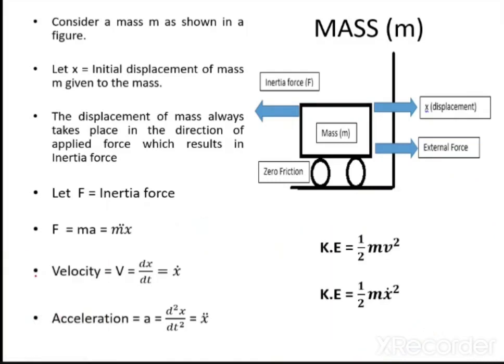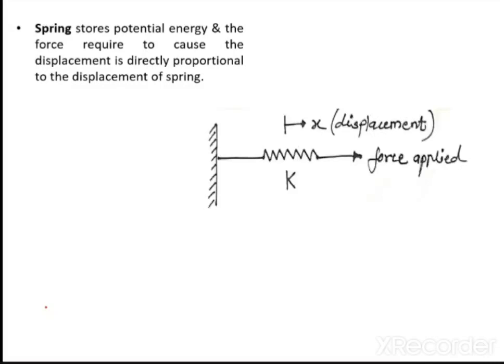So kinetic energy is given by half m x dot squared. Velocity v is equal to x dot, so kinetic energy is equal to that. Okay, these relations are necessary for you. Next, spring. Now what is a spring?